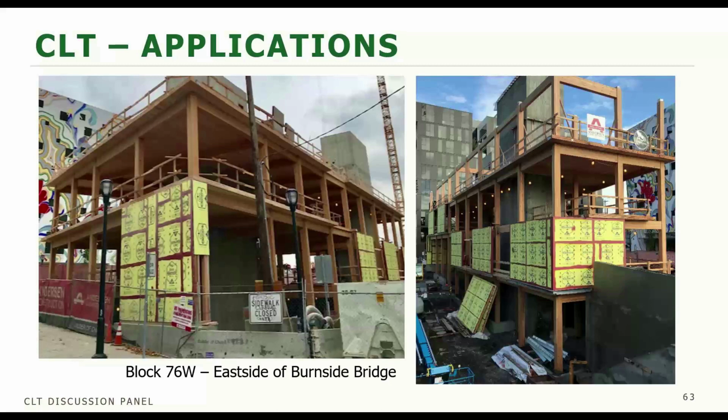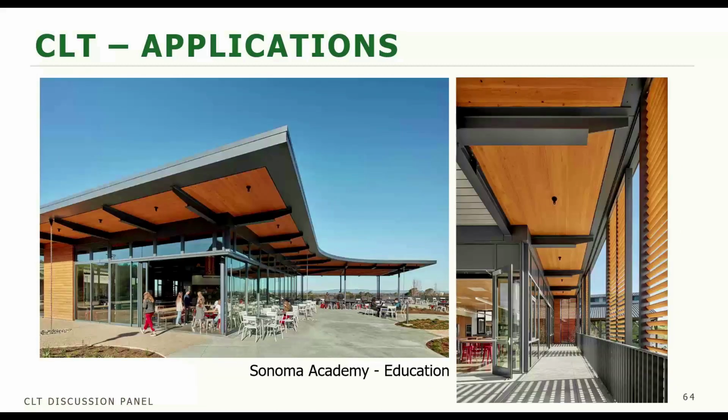Block 76 under construction. Here's a picture of the Sonoma Academy. This is that curved beam or CLT panel that we saw that they were rigging. This is an award-winning hybrid structure as well.